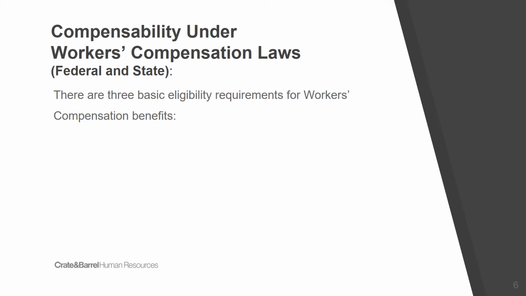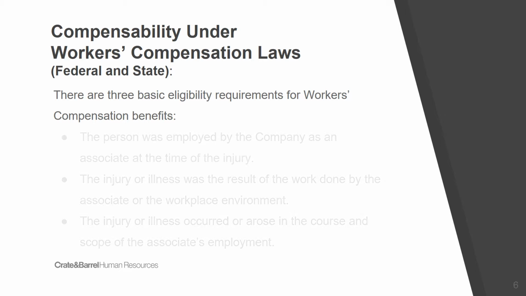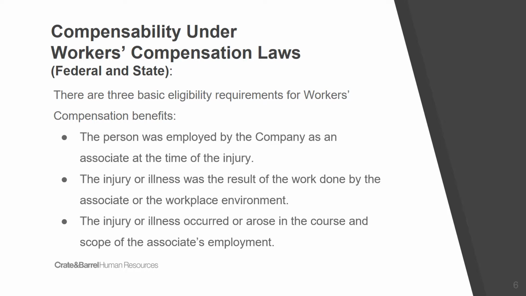The 3 basic requirements of compensability for workers' compensation benefits are as follows. The injured is an associate. The associate suffered an occupational injury or illness as a result of the workplace environment. The injury or illness occurred or did arise in the course and scope of employment.